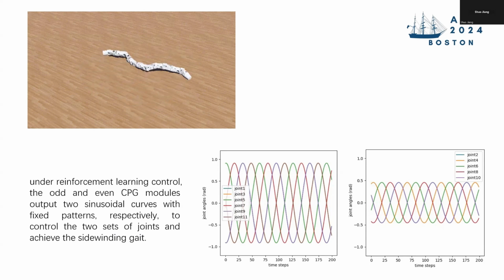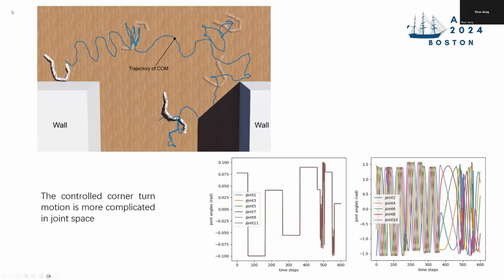This is the output of the CPG model, where the parameters are generated by the reinforcement learning actor. And moving through the corridor is a little bit more complicated. You can find the corresponding joint output. The two groups of joints are taking completely different motion patterns, varying in frequency, amplitude, and offset. So the corner turn motion is more complicated in joint space.